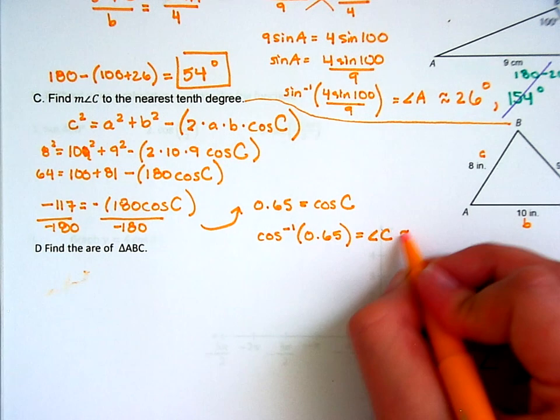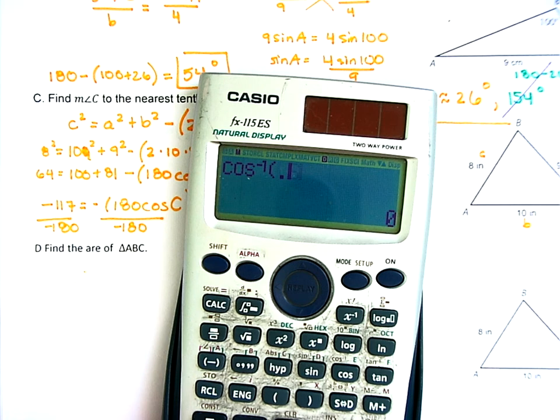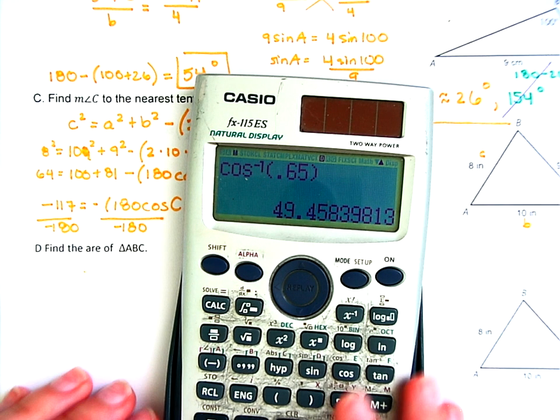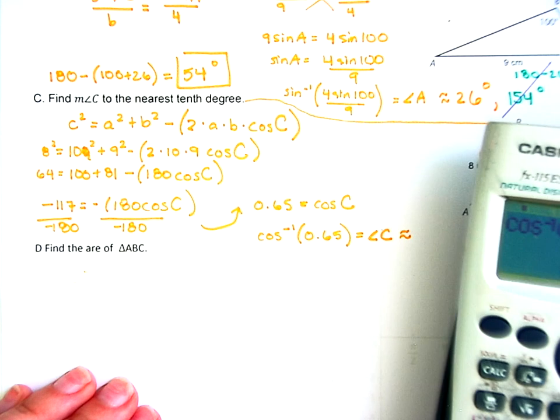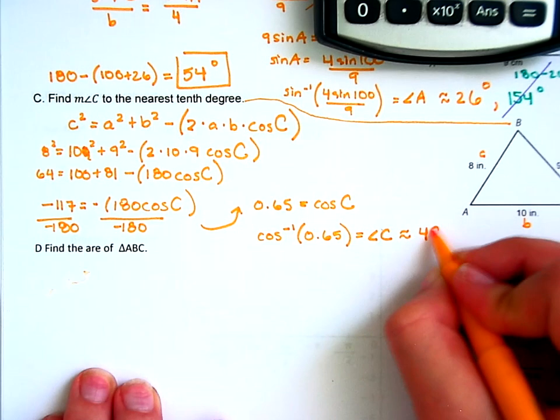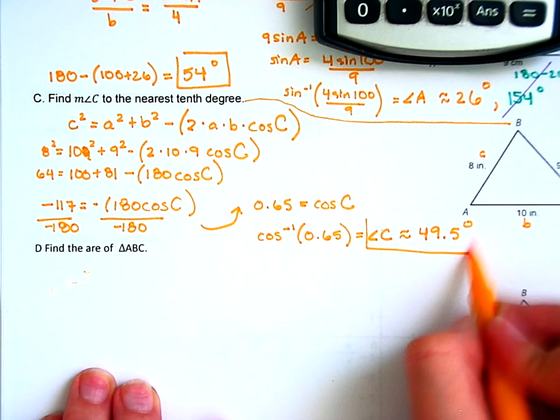And so when I do this in my calculator, I'll show you guys that right now. So I'm going to do cosine inverse 0.65, and you should get about 49 degrees, and we want to the nearest tenth. So this is going to be 49.5 degrees, and that's your answer.